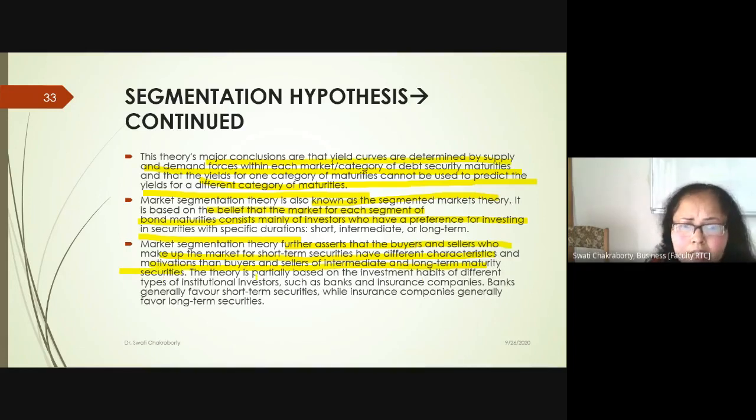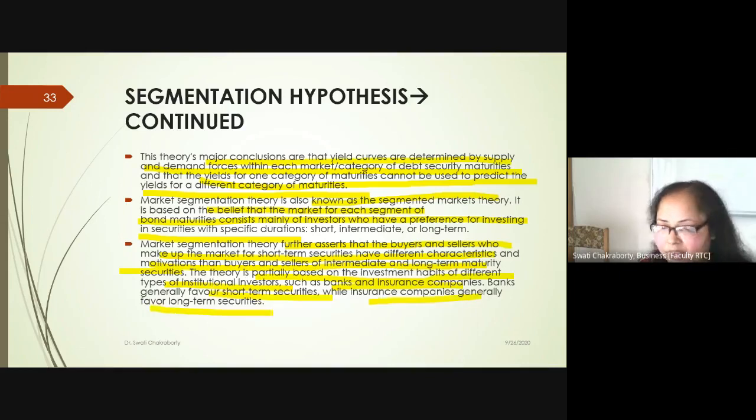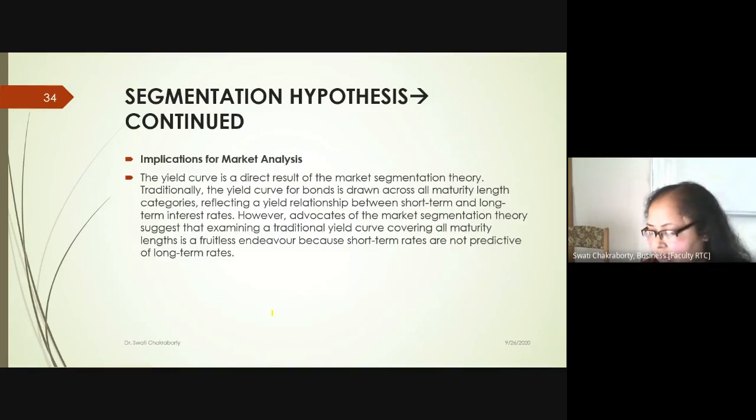The theory is also partially based on the investment habits of different types of institutional investors, say banks and insurance companies. Banks generally would favor short-term securities, insurance companies would go for long-term securities.